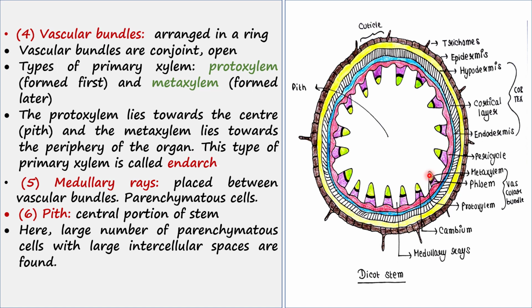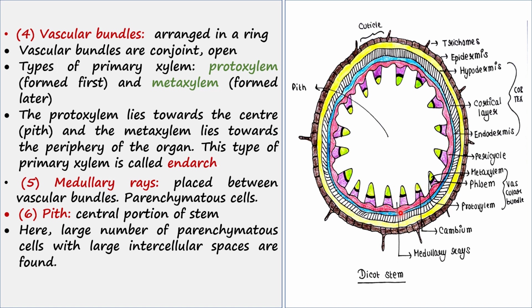And this type of arrangement is called endarch condition. Endarch means the protoxylem is found towards the center and the metaxylem is found towards the periphery. The vascular bundles are called conjoint since they contain both phloem and xylem together. And vascular bundles are called open since the cambium is present in between xylem and phloem.